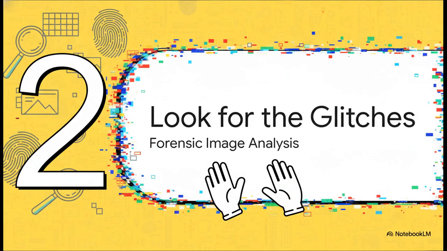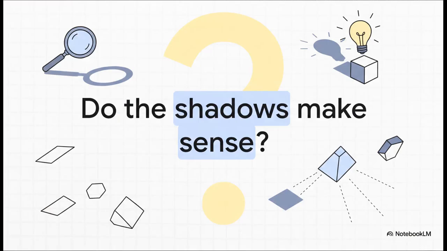Okay, let's grab our next tool. This is where we put on our forensic hats, so to speak. We're going to start examining the image itself for those little telltale glitches that scream, "This has been messed with." And the very first thing you should always ask yourself is super simple. Just look at the picture and ask, do the shadows in this photo actually make sense? You don't need a degree in physics for this, you just need to look closely.